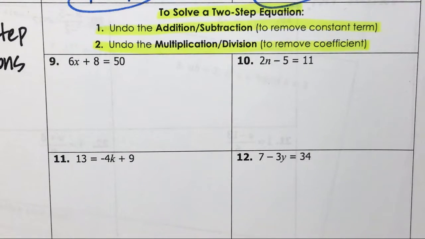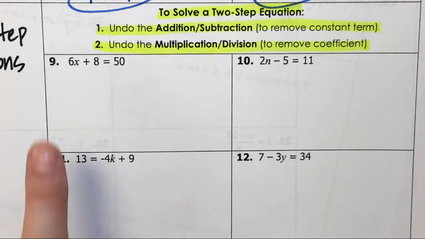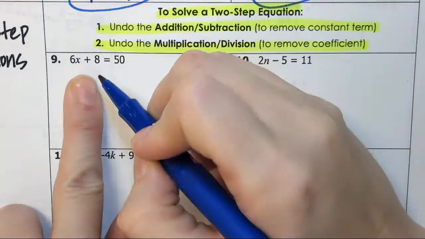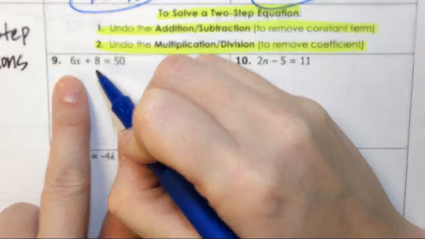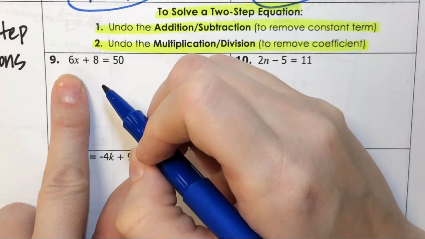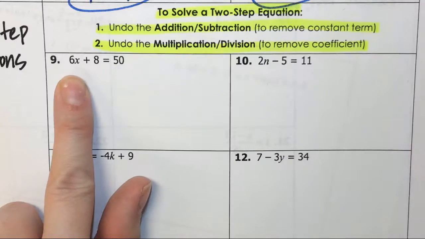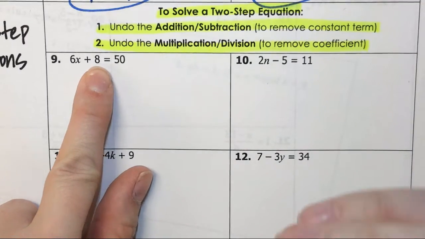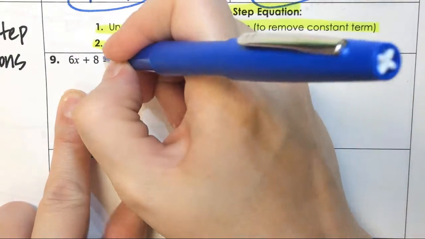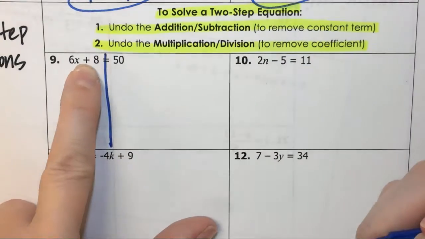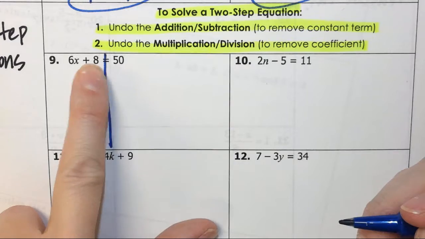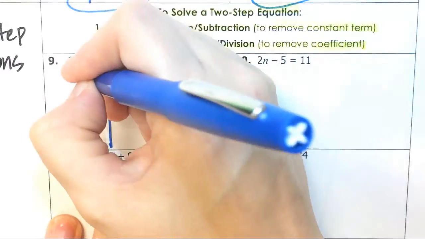One thing that helps me is look at number 9. Which number is right beside the variable, the 6 or the 8? The 6. So the number that's closest to the variable, I keep until last. The number that's a little farther away, I get rid of first. So I have plus 8. I need to do the opposite of plus 8. Minus 8.